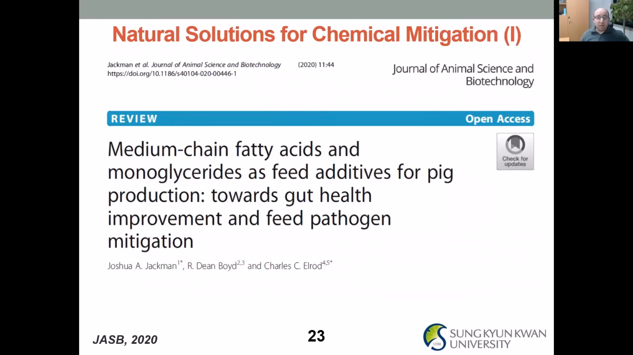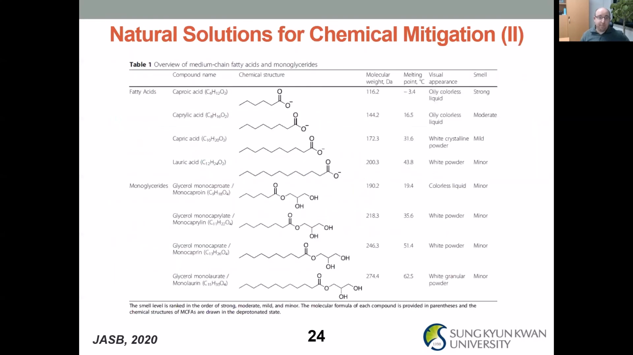And one of the main types of compounds that my research group, in collaboration with experts in the United States and in Singapore, have been looking at are medium chain fatty acids and monoglycerides as feed additives for pig production, including looking at aspects such as how we can improve gut health, performance, as well as mitigate feed pathogens such as ASF in the animal feed.